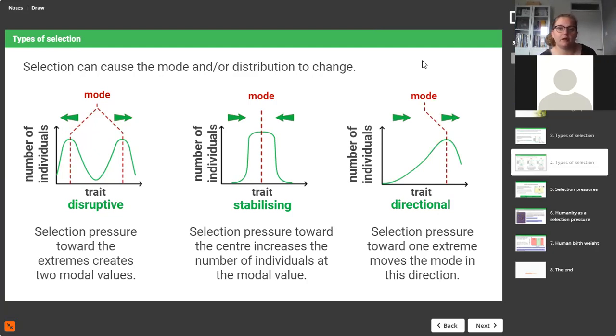So we're going to have a look at some selection pressures now. The 3 that you need to know are disruptive, and that's selection pressure towards the extremes, and we get 2 modal values. Stabilizing, selection pressure towards the center, increases the number of individuals at the modal value, and then directional, and the pressure goes towards one extreme. It can be either extreme.